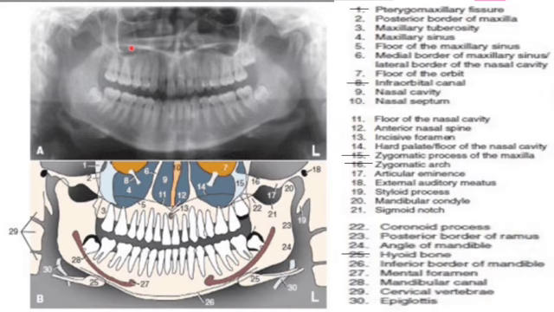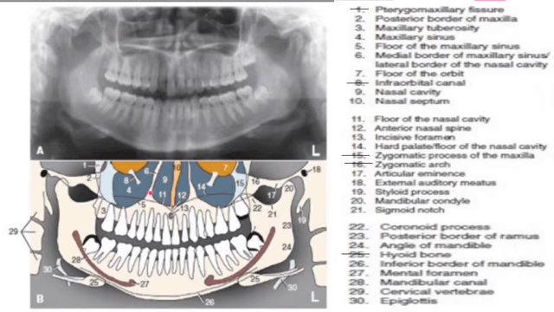Next is medial border of the maxillary sinus. So this is the full maxillary sinus I said. So this should be the medial border for the right maxillary sinus, and this is the medial border for the left maxillary sinus. Then is the lateral border. So this is the lateral border of the maxillary sinus. This again is the lateral border of the right maxillary sinus.